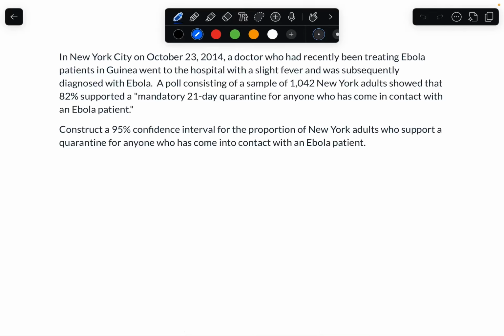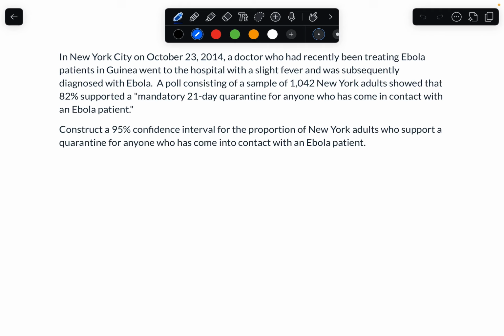Here in this video, we're going to take a look at an example where we're going to actually build a confidence interval from start to finish, and we're going to use all the tools that we've talked about up until this point. So here in New York City on October 23rd, 2014, a doctor who had recently been treating Ebola patients in Guinea went to the hospital with a slight fever and was subsequently diagnosed with Ebola.